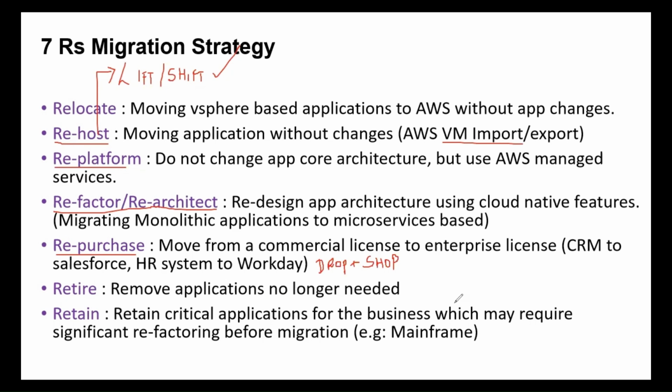Then we have retain. There are some applications which are bound by government rules and have sensitive data. Those kinds of applications, companies generally retain in their on-prem data center, and they really don't migrate them to the cloud. That will be the retain part. For example, mainframe applications, which are kind of obsolete and might also have sensitive data, have to reside in the on-prem data center. Fine. I hope this has given you some insights about the 7 Rs of cloud migration strategy.